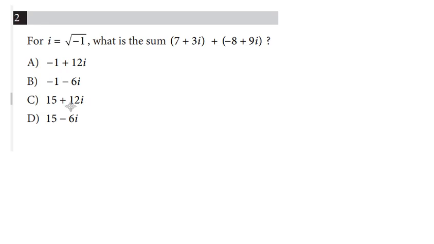Okay, so for this question it says, for i equal to the square root of minus 1, what is the sum of 7 + 3i plus −8 + 9i? So this is essentially just collecting like terms. 7 and −8 are like terms. Added together they make −1, and +3i plus 9i is going to be +12i. And so the answer is A.